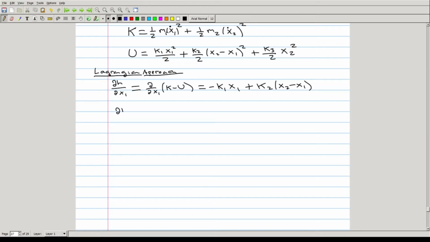And likewise, dL/dx2 is going to be equal to the x2 derivative of the Lagrangian, which is K minus U. Which is going to be equal to negative K2 times x2 minus x1, plus, or minus, because of the minus U here, K3 times x2.